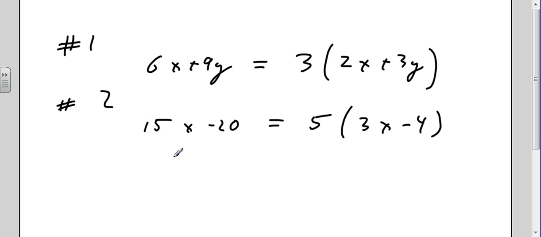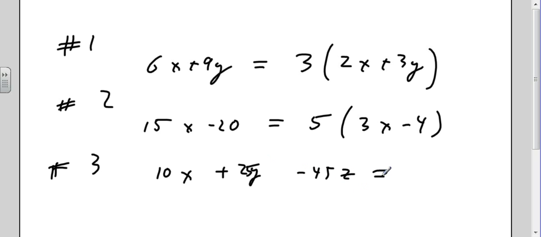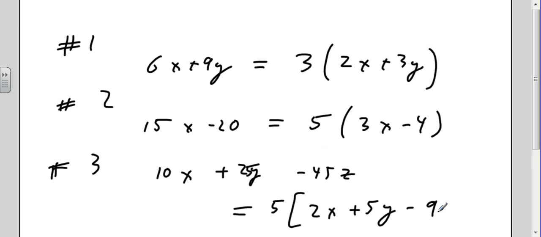Moving on to 6. Oh, I guess not. I got to do 3. Number 3, I've got 10x plus 25y minus 45z. I see I have a common factor of 5. So I can take out the 5: 5 times (2x plus 5y minus 9z).